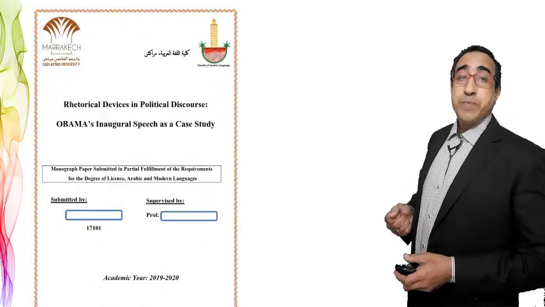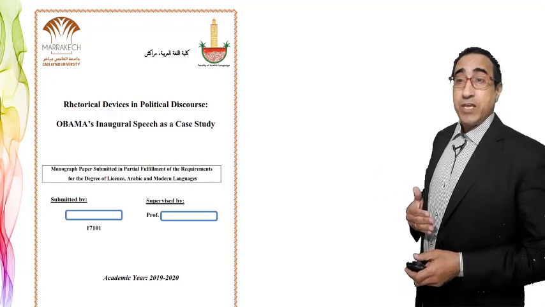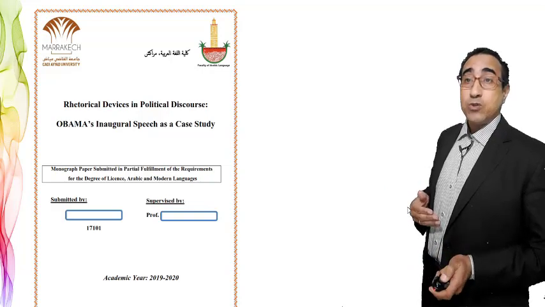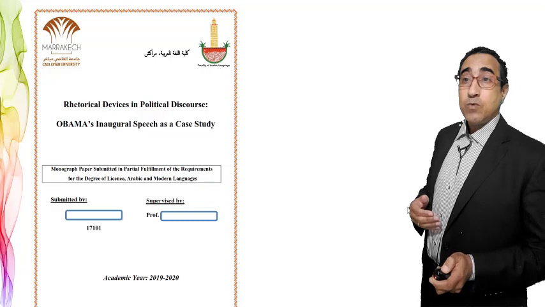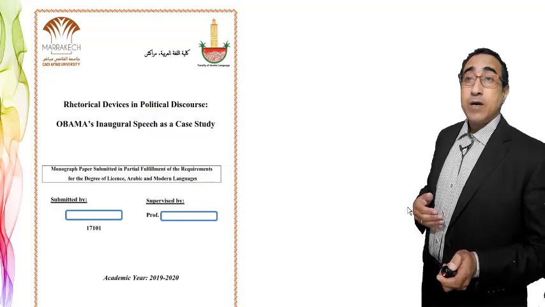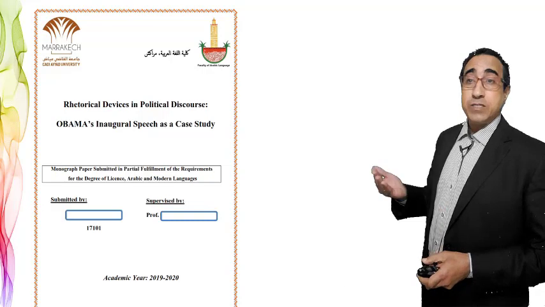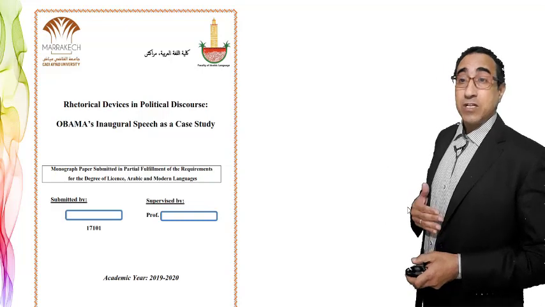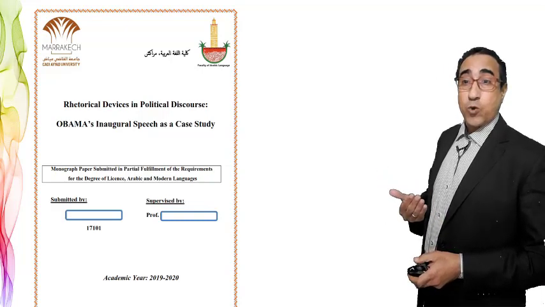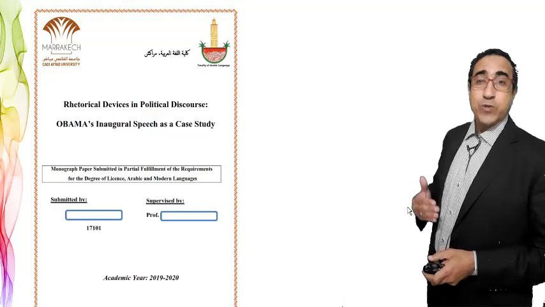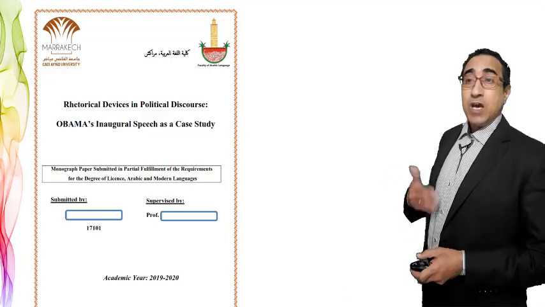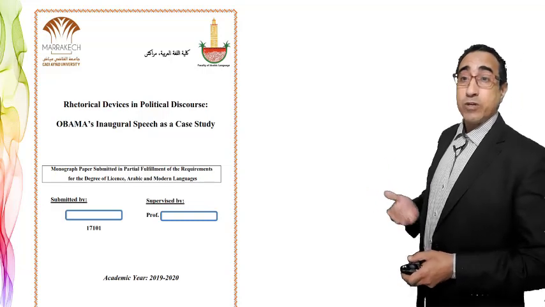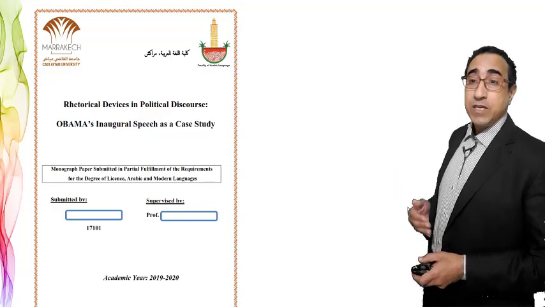Now, this is an example of title page. It contains the logos. We start with the logos of the institutions. It is Qadi Iyad University and Faculty of Arabic Language, and the title, Rhetorical Devices in Political Discourse, and it is a case study. We talked last time about case studies, and here the student tackles Obama's inaugural speech as a case study, one speech.